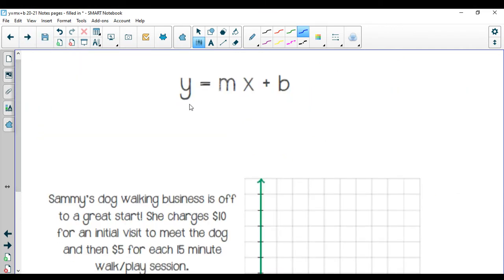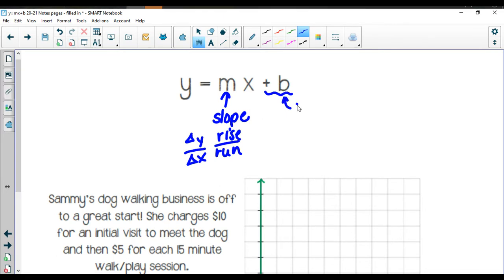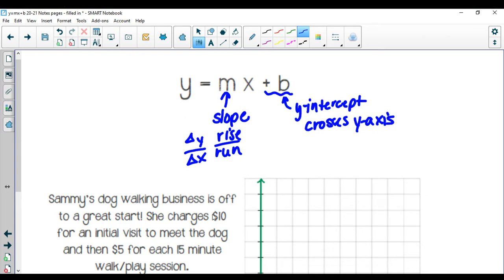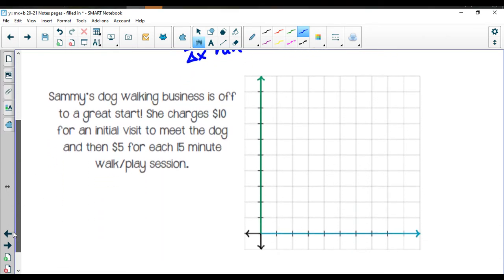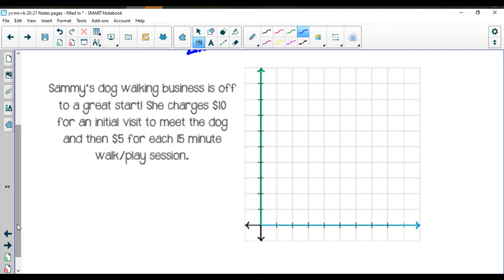Just as a reminder to you, our slope-intercept form of our equation is y equals mx plus b. This m right here is going to represent your slope. When we look on the graph, that's going to be designated by rise over run, or the change in the y over the change in the x. This b value that we have here on the end is going to be our y-intercept. So this is where the line in our graph is crossing the y-axis. So we're going to look down that axis. So here's a word problem for us that we're going to try and put an equation to, and then also graph on our plot that we have here.